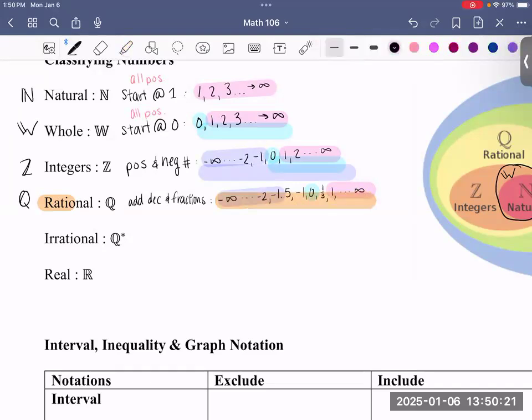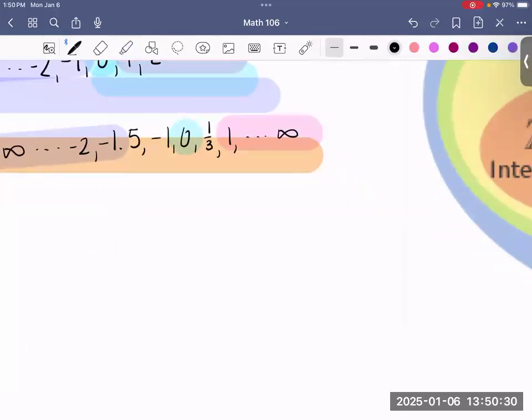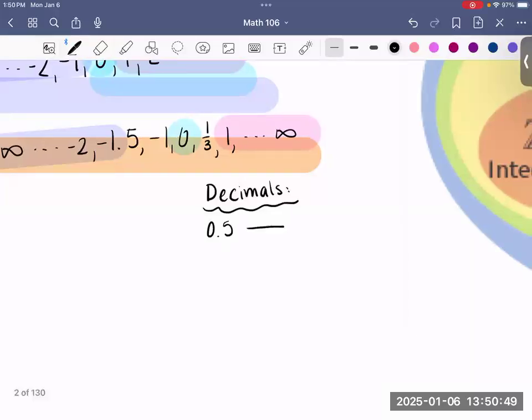Now, when it does come to rational numbers, we do want to be a little picky about what classifies as a specific rational number. So for example, let's take a look at decimals. I'm the worst speller in the world. I'm pretty sure that's how you spell decimals. What is the most common decimal? One that we use a lot is 0.5. Well, what is 0.5 in terms of a fraction?